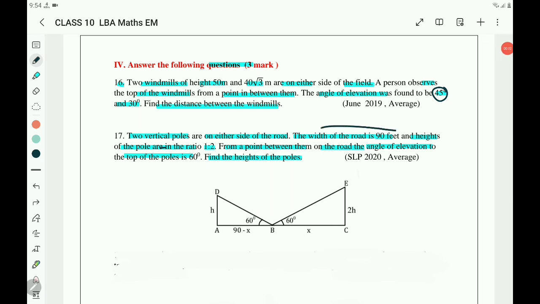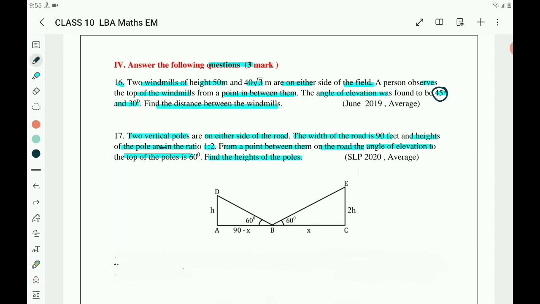The width of the road is 90 feet, meaning the distance between the poles is 90 feet, because the poles are on either side of the road. Width of the road is given, which is nothing but the distance between the poles. That is AC, from A to C. In the figure, AD is one pole and AC is the other pole, and AC is the distance between the poles, which equals 90 feet.